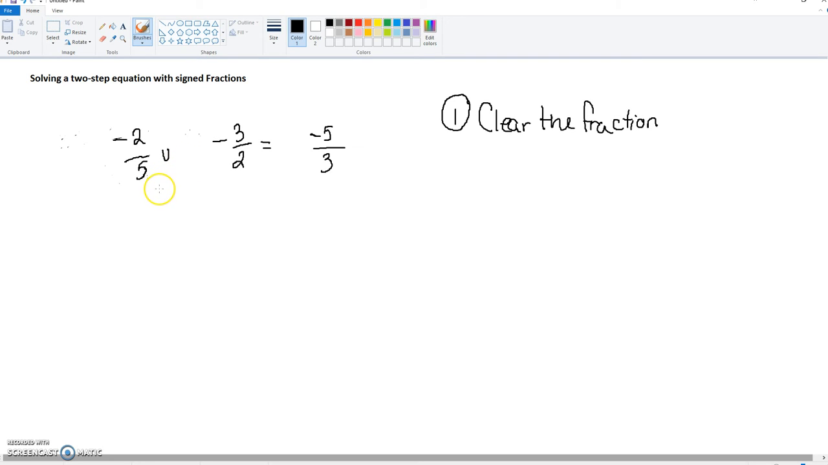This topic is solving a two-step equation with fractions. So before you freak out because we're talking about fractions, the first thing that we're going to do is get rid of the fractions, so that way we can solve it like a regular equation afterwards.